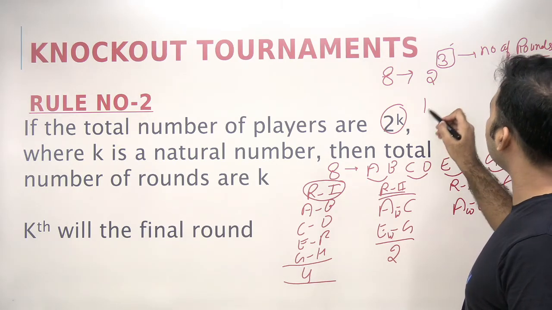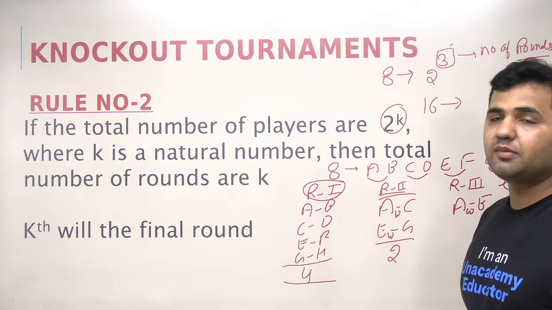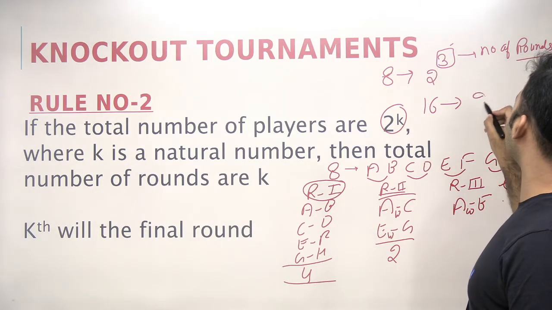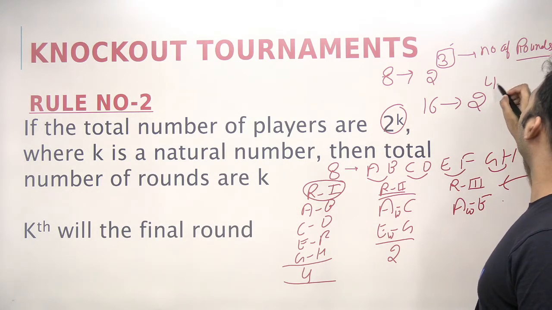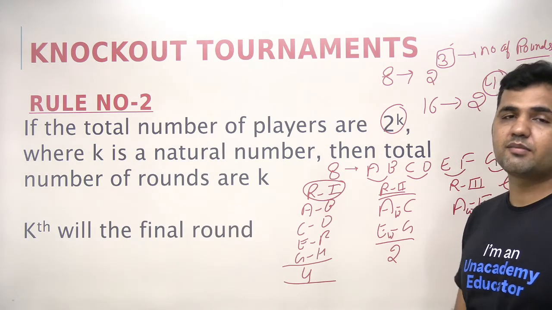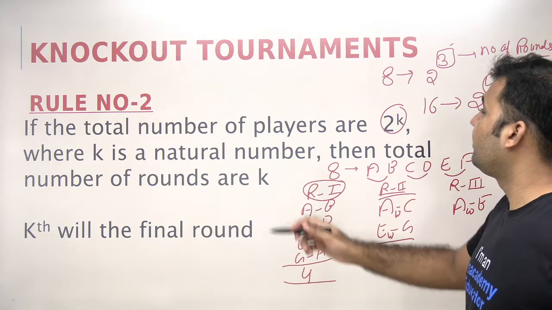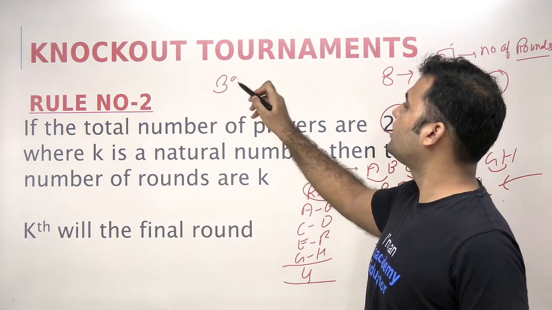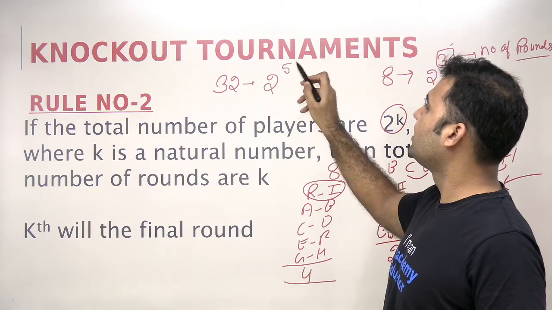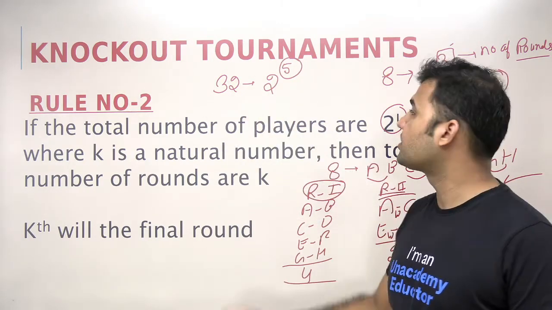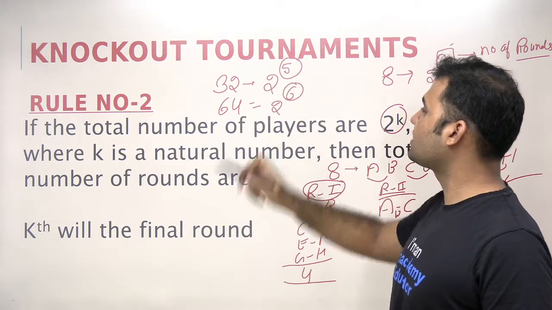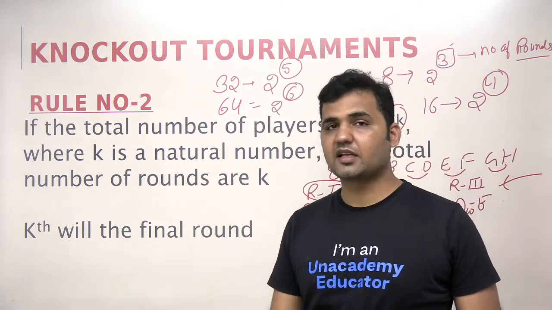So if I'm having 16 players, you can do it like this, right? Or you can straight away go that 16 is represented as 2 power 4, then the number of rounds will be 4. The total number of rounds in the complete tournament will be 4. If I have 32 players playing in the tournament, you see that 32 can be represented as 2 power 5. So 5 is my total number of rounds. If I have 64 players, it can be represented as 2 power 6. 6 is my number of rounds to get the final winner, right?